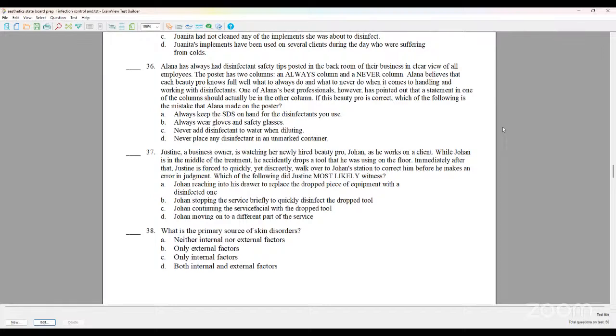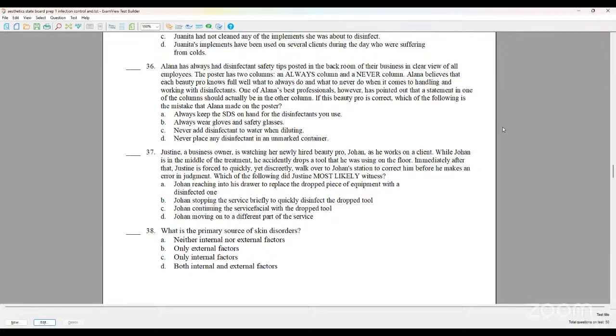37. Justine, a business owner, is watching her newly hired beauty pro, Johan, as he works on a client. While Johan is in the middle of the treatment, he accidentally drops a tool that he was using on the floor. Immediately after that, Justine is forced to quickly yet discreetly walk over to Johan's station, to correct him before he makes an error in judgment. Which of the following did Justine most likely witness?